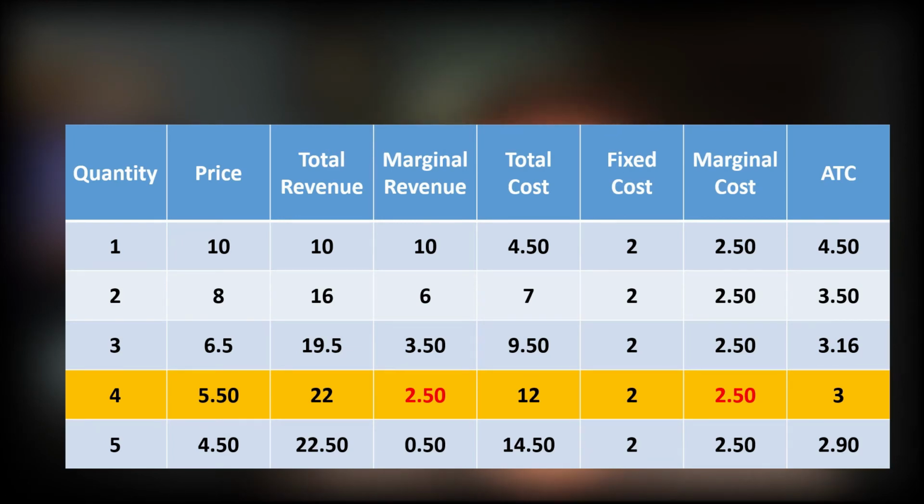At that output level, we would expect an equilibrium. And here, the price will be $5.50 because that's what the demand curve tells us, and average total cost is $3. So the firm is profitable and we truly have our equilibrium level of output for the monopoly producer.